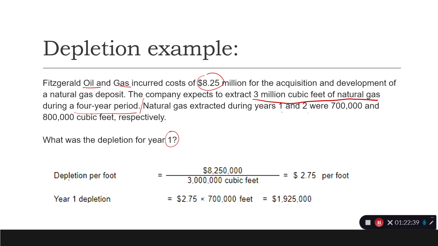So first of all, depletion is going to use the 8.25 million. Here it didn't say residual value, which is 0, so you just directly use it as the numerator, and divide by 3 million cubic feet, which is $2.75 per cubic foot. Then you multiply by the first year's production, which is 700,000 cubic feet. Then you find the cost of depletion is 1.925 million.